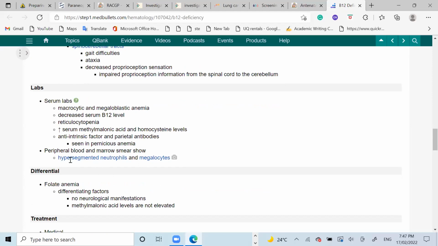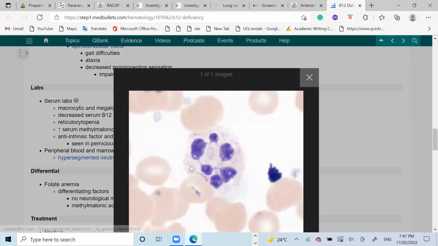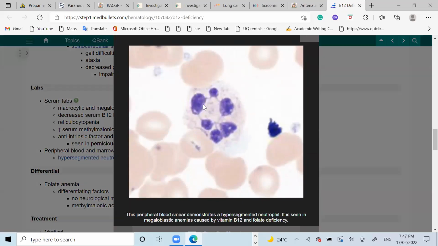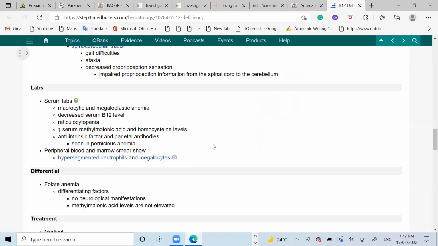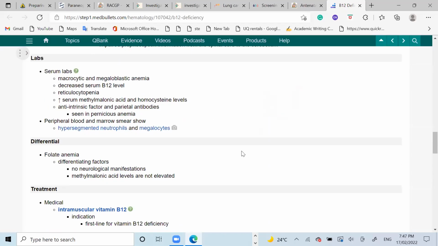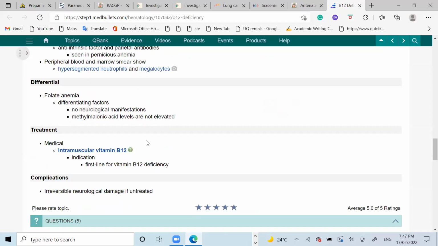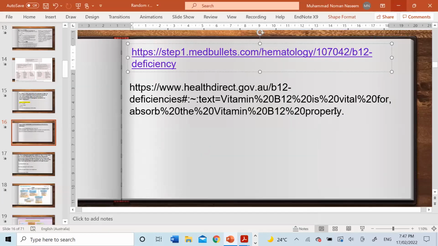If we do the peripheral blood film, very important. If you look over here, this is the neutrophil, and this is the hypersegmented nucleus of the neutrophil. This is pathognomonic in the megaloblastic anemia of vitamin B12 deficiency. Treatment: if the patient is having neurological symptoms, always give intramuscular vitamin B12. All right. You can study this from Health Direct as well. Same thing they have discussed over there.